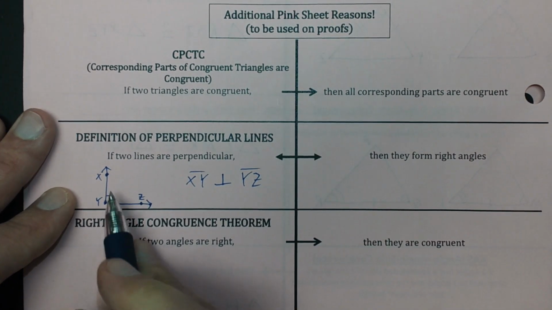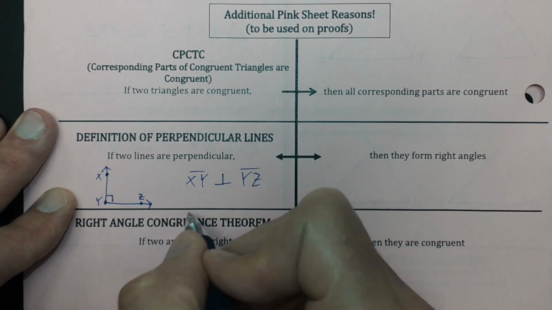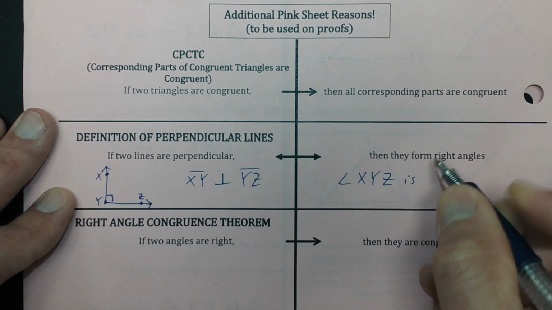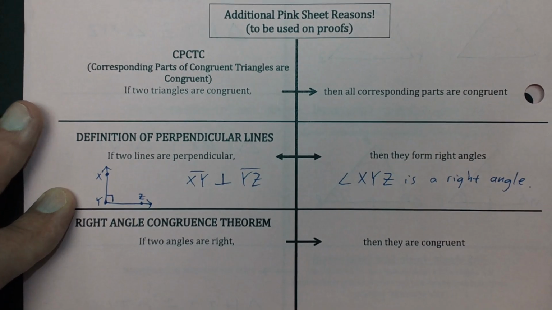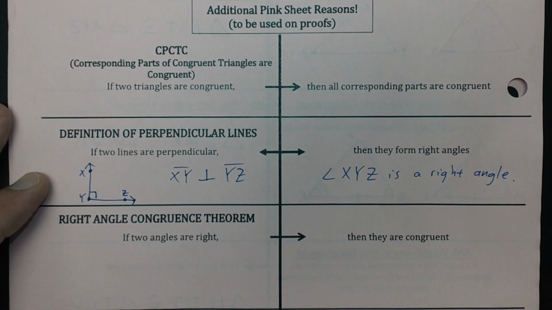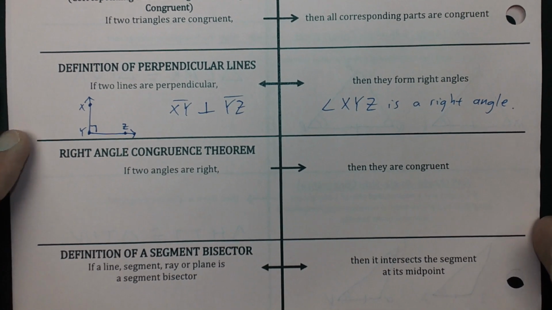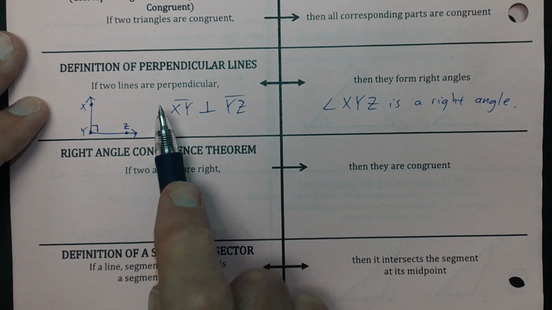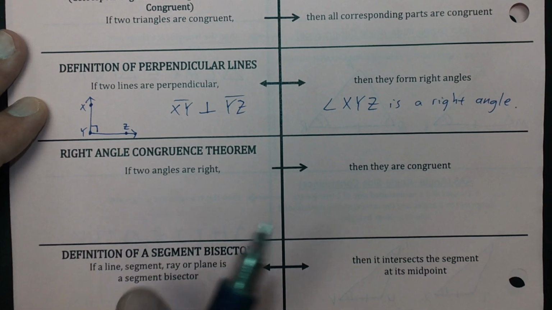Well, if I have two segments or two lines being perpendicular, what do I get? I get a right angle out of that. So what is this angle? Angle XYZ is a right angle. That's all there is to it. Okay, so perpendicular lines must have a right angle. You probably already knew that anyway. Right angle, well, but now we have a reason why we can use this in proofs, or why we can write these statements. Right angle congruence statements.